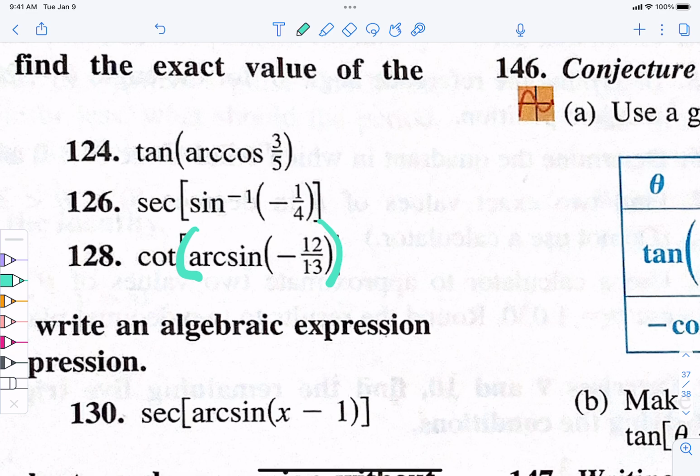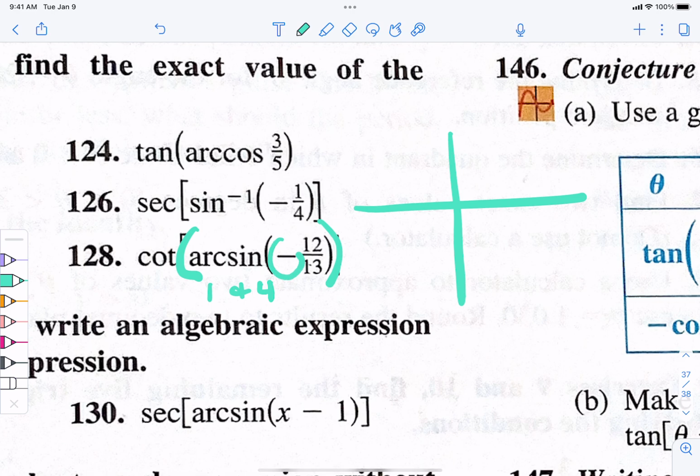Now, which two quadrants does sine live in? 1 and 4. Do we want to be in the first or the fourth? The fourth. Because it's negative 12 over 13. So we start with the inside stuff, and we draw a picture of what that stuff is. Arc sine lives in the first and fourth quadrant, so we're in the fourth quadrant because it's negative. And sine is negative in the fourth quadrant.